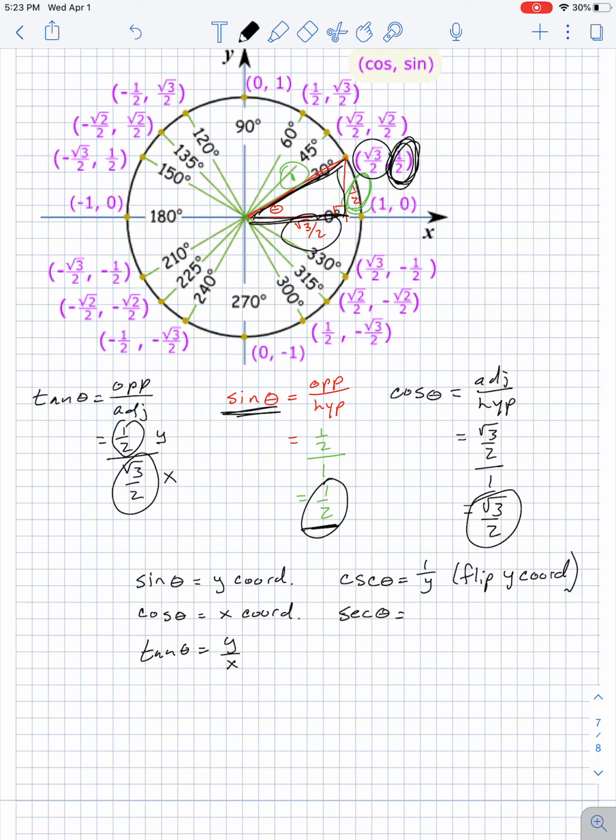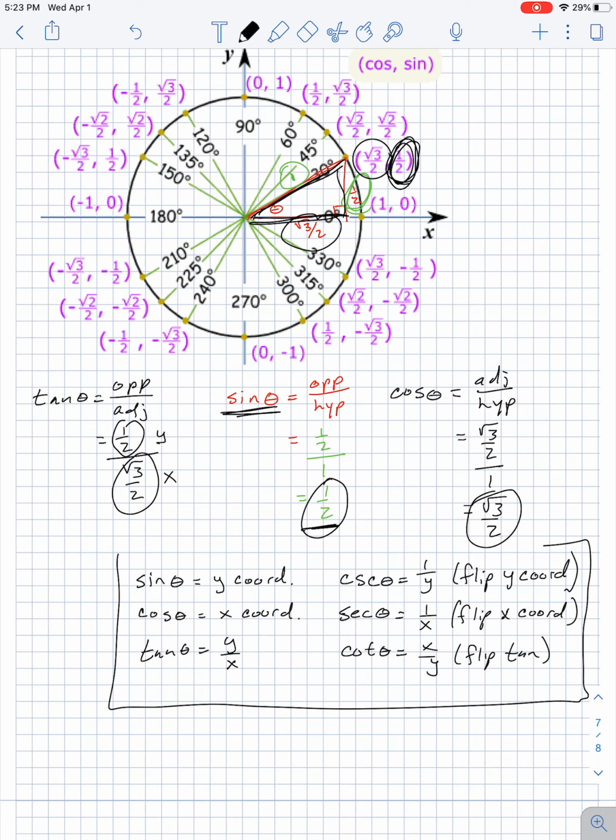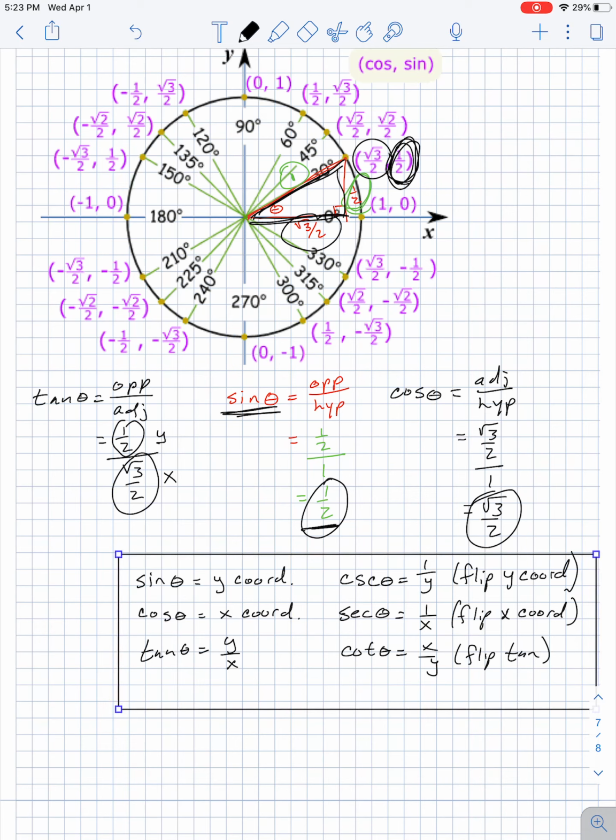Secant is 1 over x, or flip the x-coordinate. And cotangent is x over y, or flip the tangent. Okay, so we have these new definitions of the trig functions. You should memorize these.